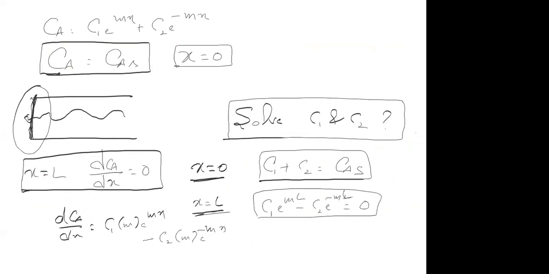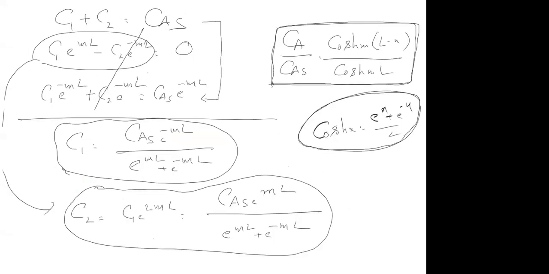What are the boundary conditions? At x equal to 0, Ca equal to Cas. At x equal to L, dCa by dx is equal to 0. So what is this? C1 plus C2 equal to Cas. And C1 into e power minus ml plus C2 into e power ml equal to 0. So solving for C1 and C2, I got C1 and C2 and substituted here. This is what I got.